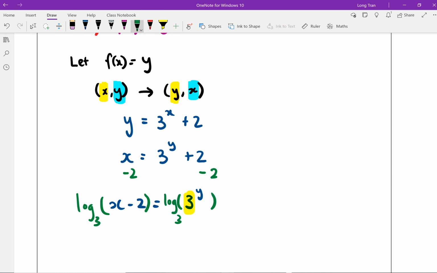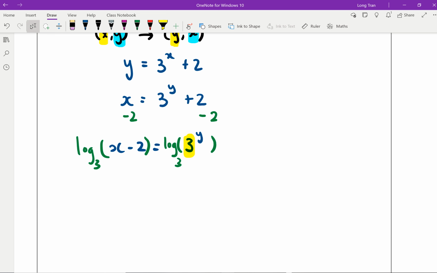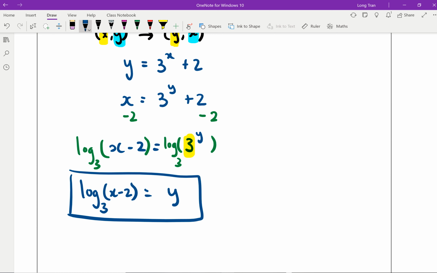So in this step here, we know that log base 3 of 3 are inverses, so they should cancel out. And if they cancel out, well, then the next step is you now have y is equal to the logarithm base 3 of x minus 2. This is my inverse function. So what was hard about this step? There's nothing hard so far.